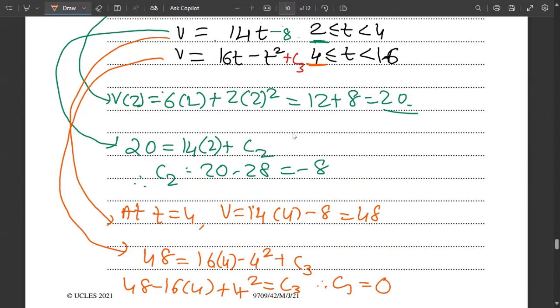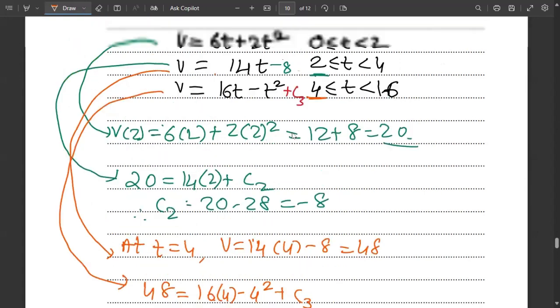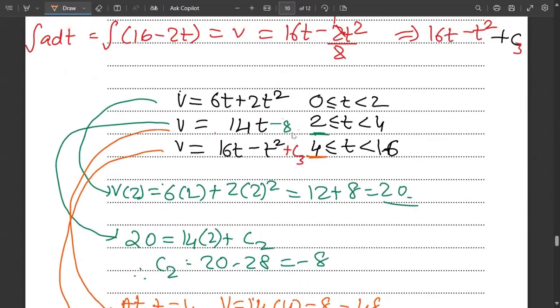And now what we have found out is the y-intercept for everything. So the y-intercept for A is 0. That means c1 is 0. For the second one, 2 to 4, it is minus 8, and c3 is 0. So now that we are clear with everything, let's find out when does the speed reach 55?